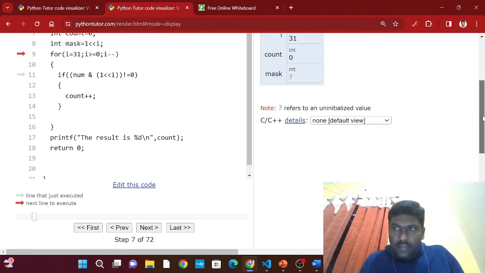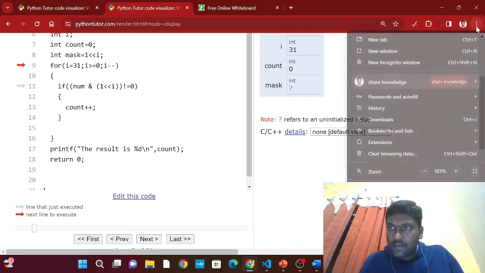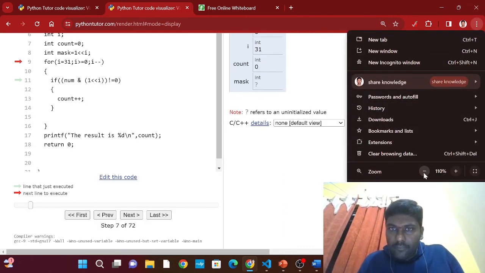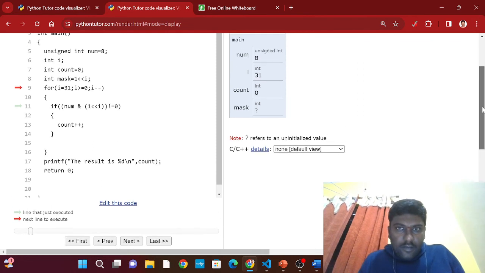So the i value, if you keep on checking this, keeps on decrementing. See, if you observe the i value over here, it keeps on decrementing: 28, 27, 26. The count value is 0 only. The loop keeps going, and only whenever that particular bit is equal to 1, then only the count value is going to be incremented. Okay, so i equal to 6, 5, 4, 3.